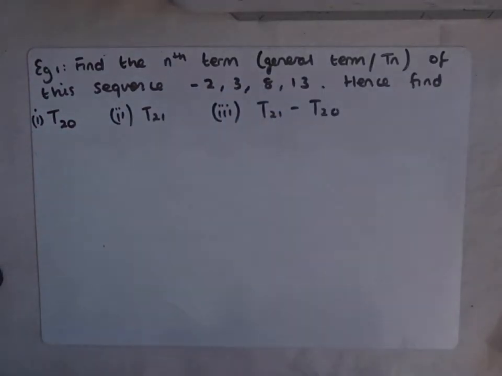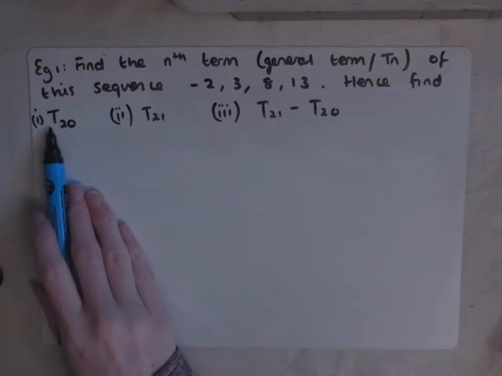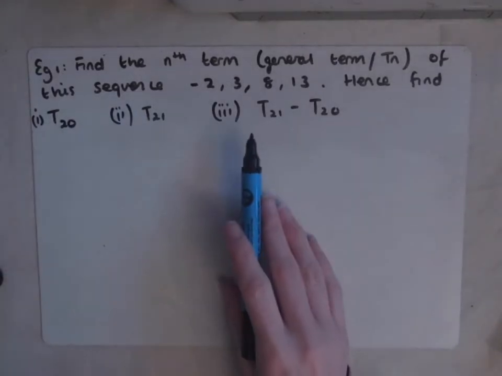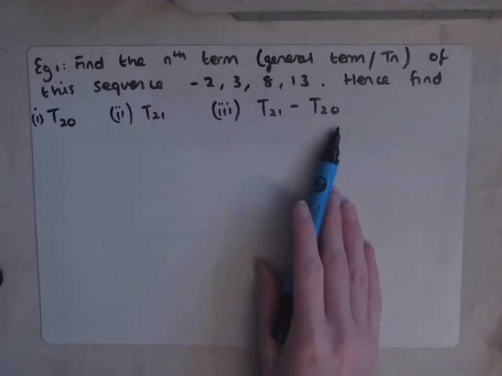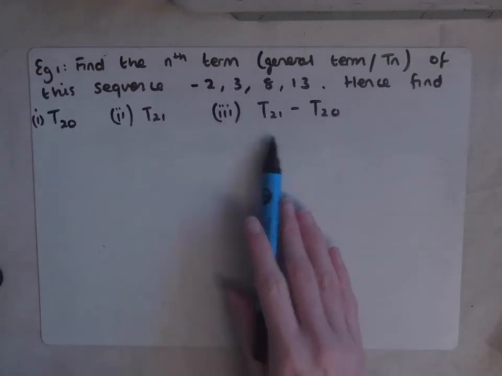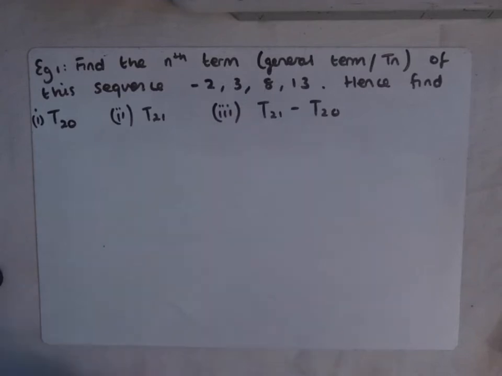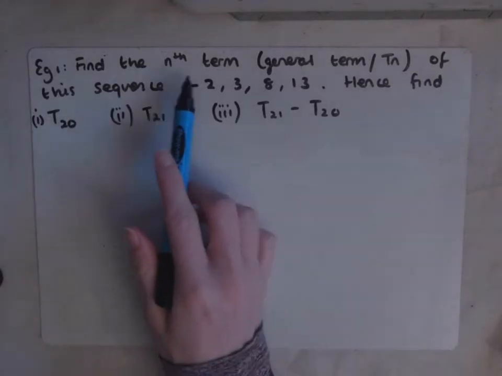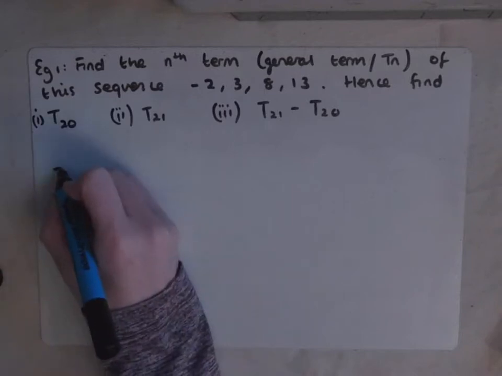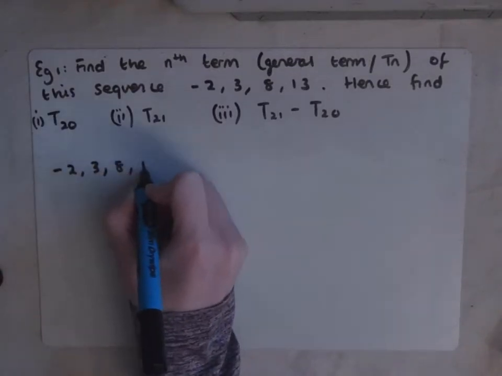Hence find T20, T21 and T21 minus T20. So they want the general term, then they want the 20th term, then the 21st term, and then they want what's going to happen when I take away the 20th term from the 21st term. What should happen here? Have you any idea? Is that the first difference? Lovely, exactly. You'll get the difference. Perfect, well done.